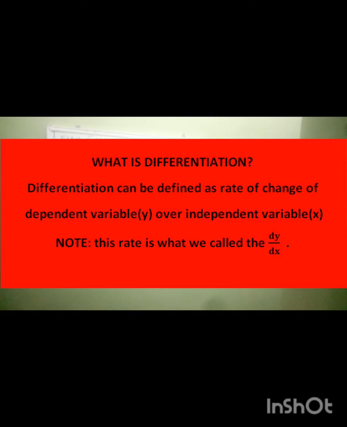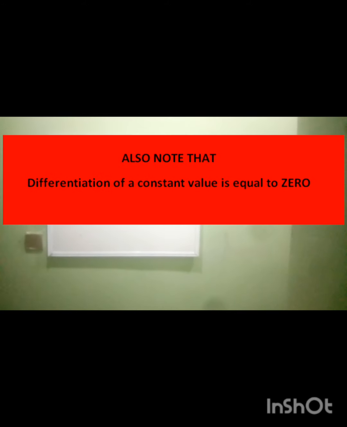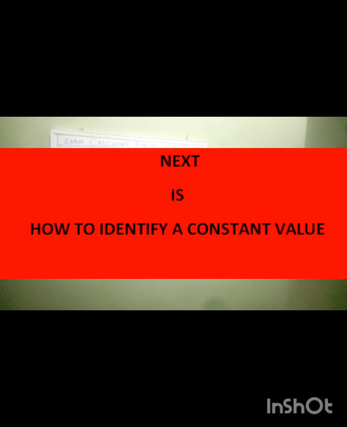In the field of differentiation, we should know that the differentiation of a constant value is equal to 0. For now, in the course of what is calculus, we are going to stay here. In our next class, we are going to analyze how to identify a constant value in a function when you are differentiating with respect to x or with respect to any given value.